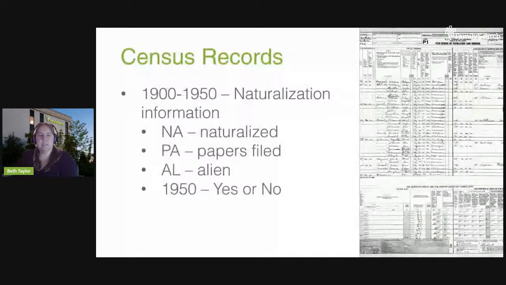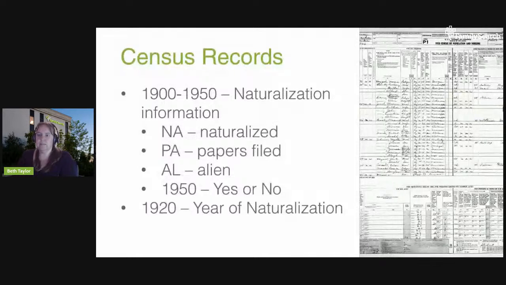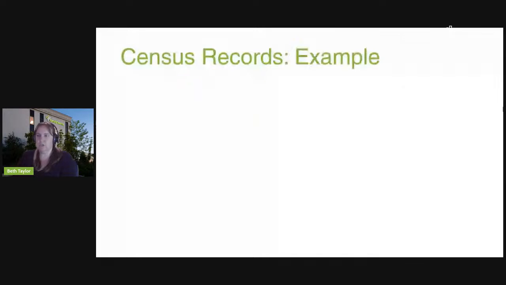From 1900 to 1950, the census asked for naturalization information. There are some little codes, NA being naturalized, PA papers filed, AL alien. Though in 1950, they actually just asked the question, yes or no, are they naturalized? And then the 1920 census asked for the year of naturalization. That's going to give you some good clues to track down naturalization, which can lead to immigration.